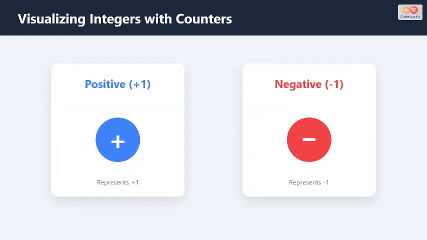To make this easier, we can visualize integers using counters. We will use a blue counter to represent positive 1 and a red counter to represent negative 1. This color coding helps us see what is happening when we combine them.